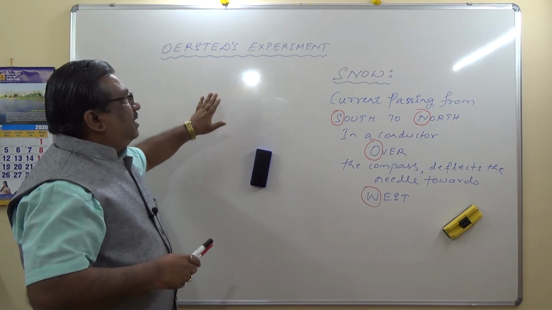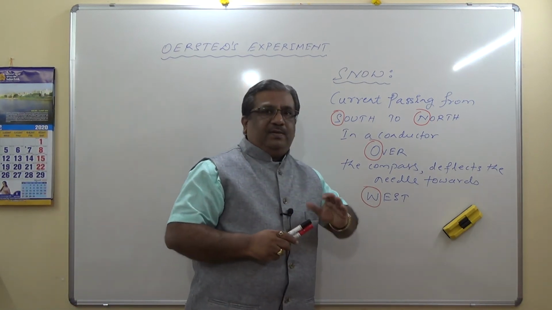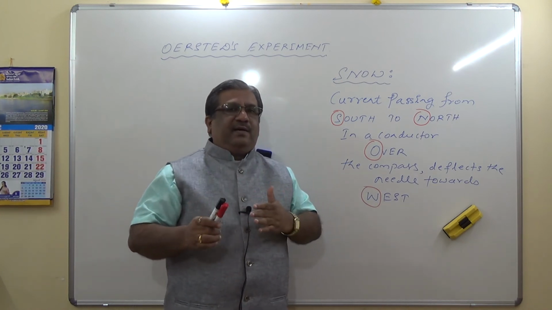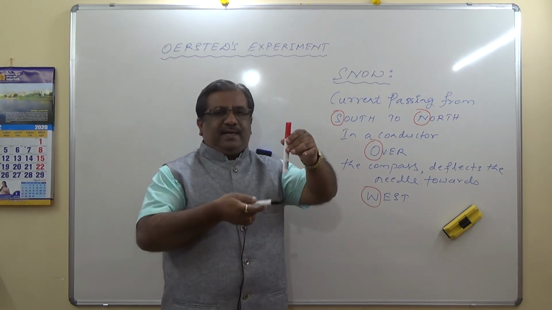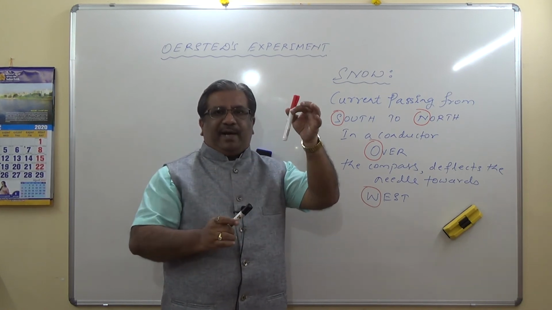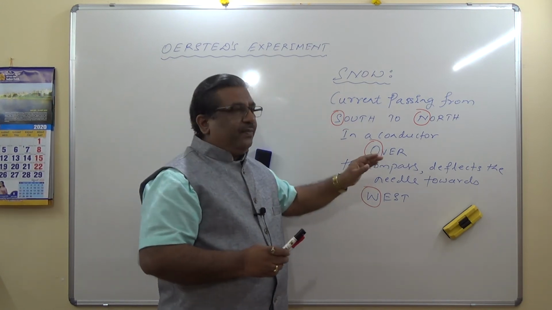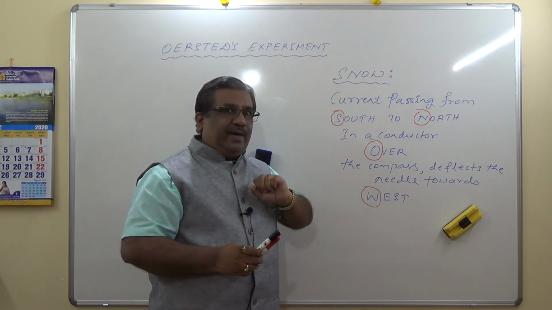In order to understand Oersted's experiment, what is Oersted's experiment? A current carrying conductor produces a magnetic field. If this is a conductor, pass electric current, it behaves like a bar magnet. We have to understand one acronym, SNOW, S-N-O-W, to understand Oersted's experiment.